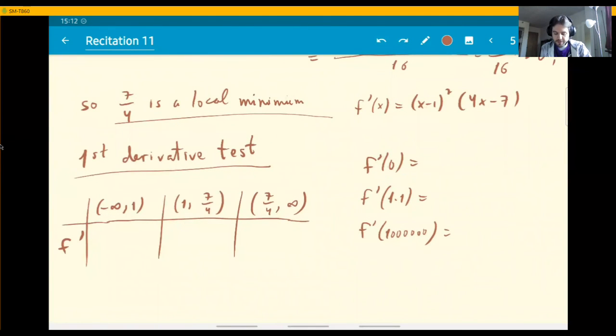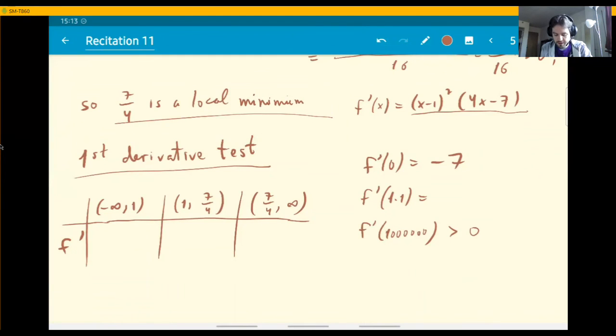For example, f prime of 0, this part will be a 1, this part will be a minus 7 over 4. And then what about this 1 million? Why did I choose 1 million? Well, essentially, this polynomial, if you expand it out, it's a cubic where the first coefficient is positive. It's 4x cubed. That's the one that's going to dominate if you take a very large number, like a million. So 4 times the cube of a million, that's a positive number. So we don't need to know what this value is, but it's some positive number.